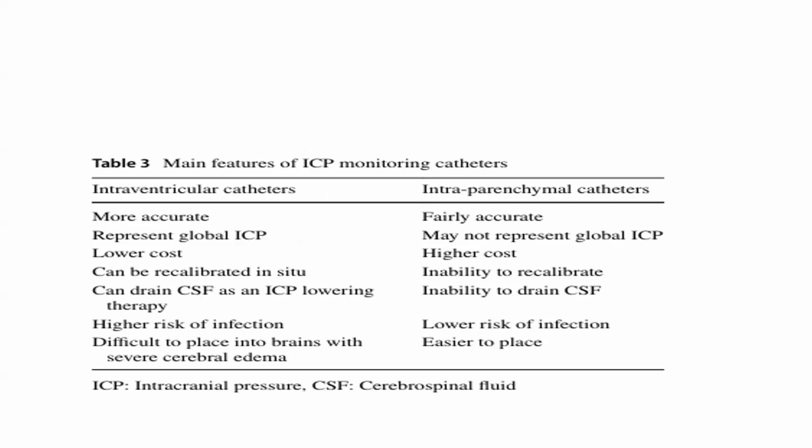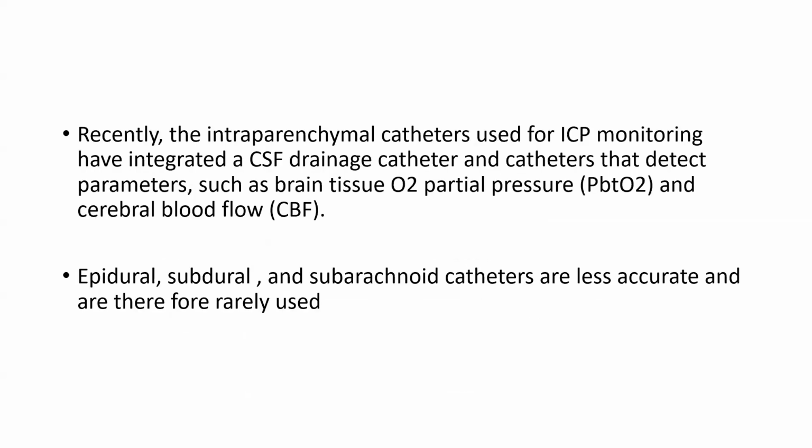Then the intraparenchymal catheter is fairly accurate, but may not represent global ICP. It has higher cost, an inability to recalibrate, and an inability to drain CSF. There is a lower risk of infection and it is easier to place. Recently, intraparenchymal catheters used for ICP monitoring have integrated a CSF drainage catheter, and catheters that detect parameters such as brain tissue O2 partial pressure and cerebral blood flow.